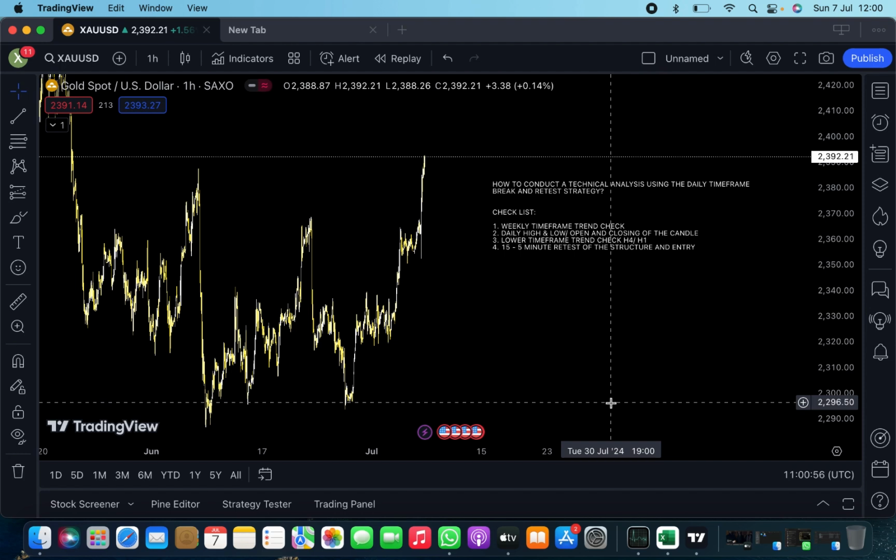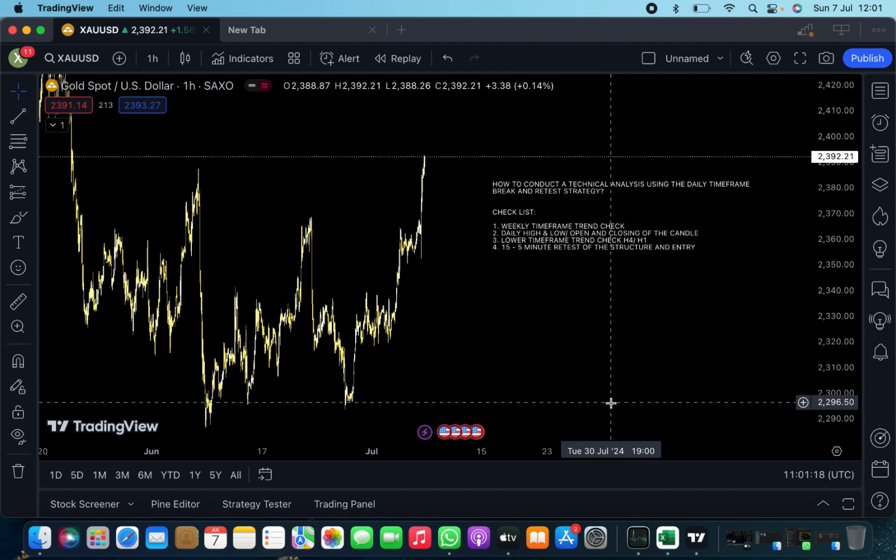How do I conduct my technical analysis? So the first thing I do is I have a checklist, okay? A checklist of four important factors. And the first is going to be my weekly time frame and trend check, okay? So what I will do is I'll go to the weekly time frame and identify the trend, okay?